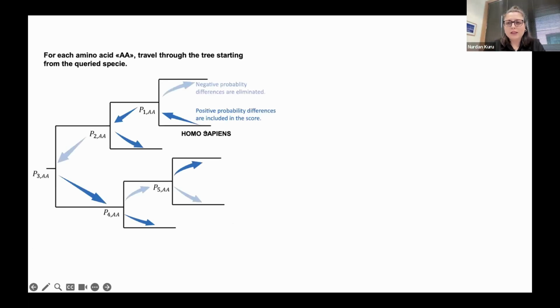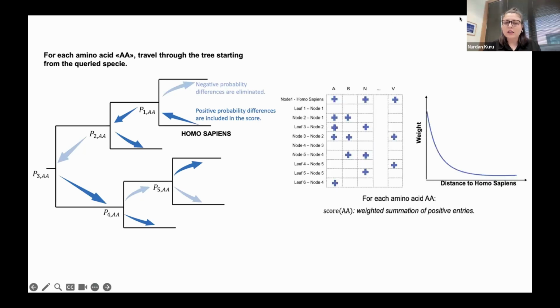Starting from the human leaf, we travel through the tree by checking probability differences. The idea is to try to detect where the probability of a specific amino acid increases. For example, if amino acid A is increasing from this node to that node, it means we can expect a substitution here. So our goal is just detecting the positive probability differences during the traveling process. We are repeating this for each amino acid and collecting positive probability differences. And we construct a matrix like that.